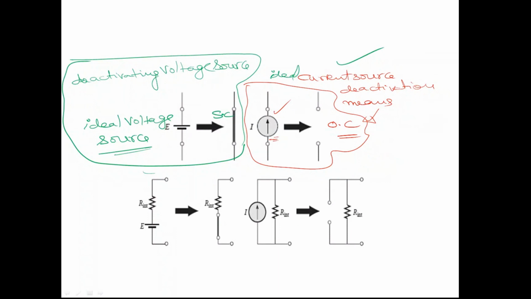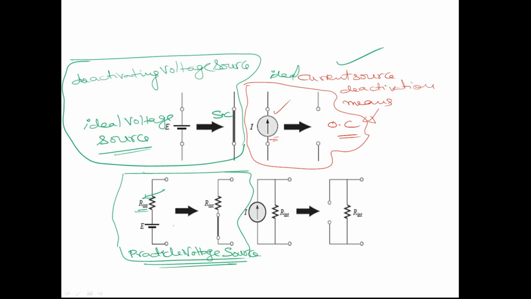But in some places we also have a practical voltage source. Deactivating a practical voltage source means keeping its internal resistance. This is a practical voltage source, and this is its internal resistance. Deactivating the practical voltage source means short circuiting the voltage source and keeping the internal resistance as it is, in series with the short circuited terminals. So this is the case for a practical voltage source.